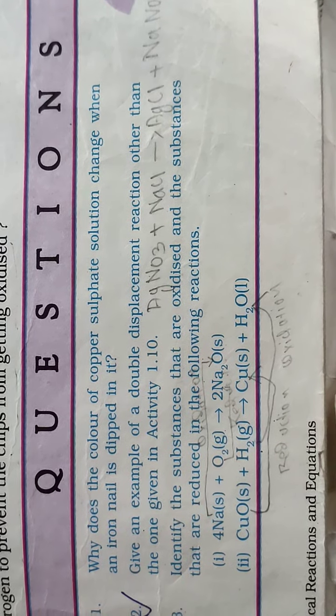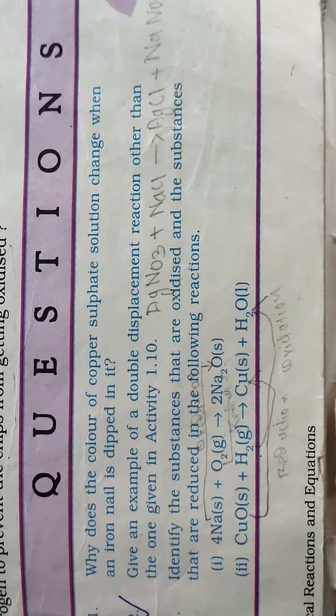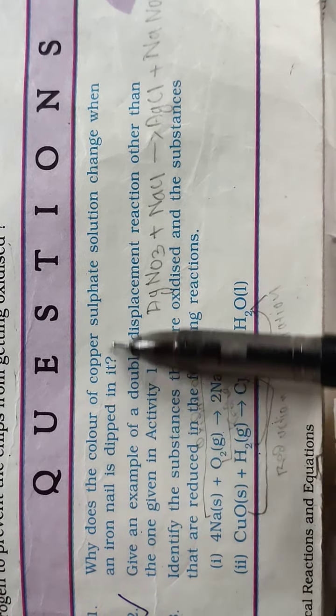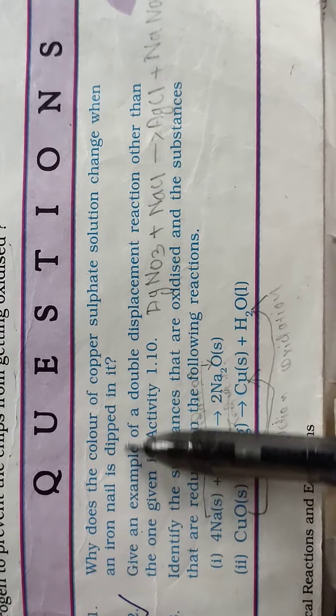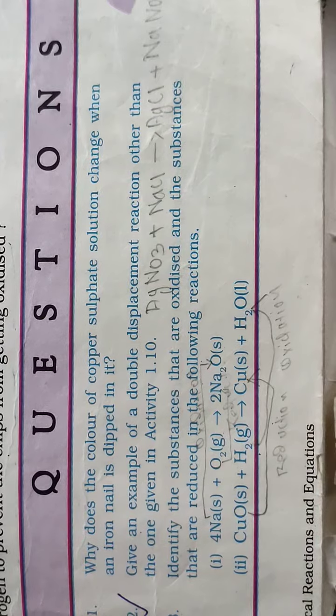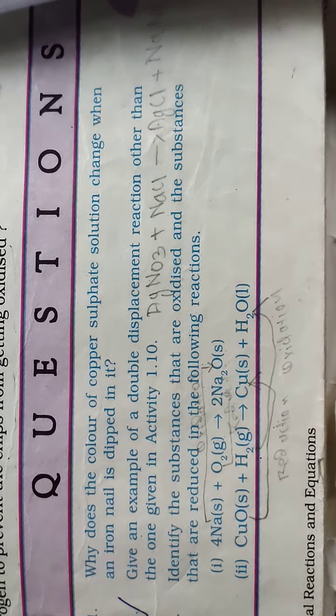So student, now I am going to discuss the questions of the first chapter. You see, the first question is: why does the color of copper sulfate solution change when an iron nail is dipped in it? Actually, what happens in this case is a displacement reaction.